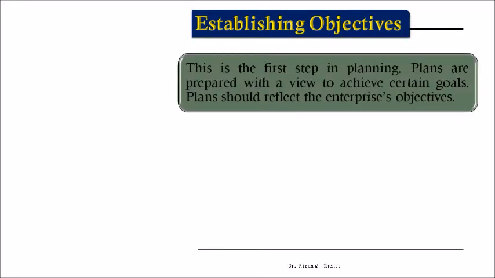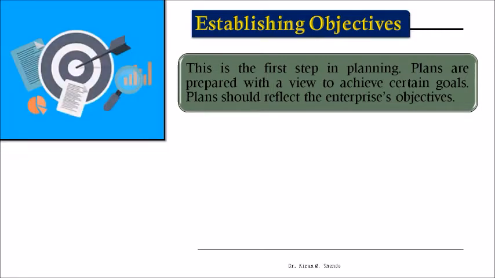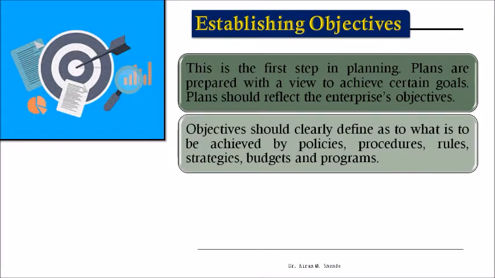The first step in the planning process is establishing objectives. Plans are prepared with a view to achieve certain goals. Plans should reflect the enterprise objective. So it largely depends upon what objectives the organization has. Plans have to be made accordingly.